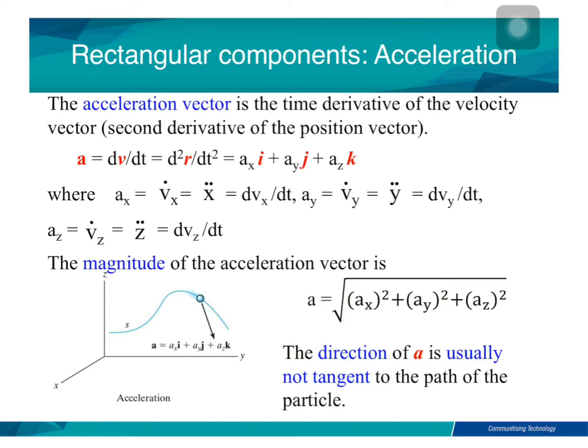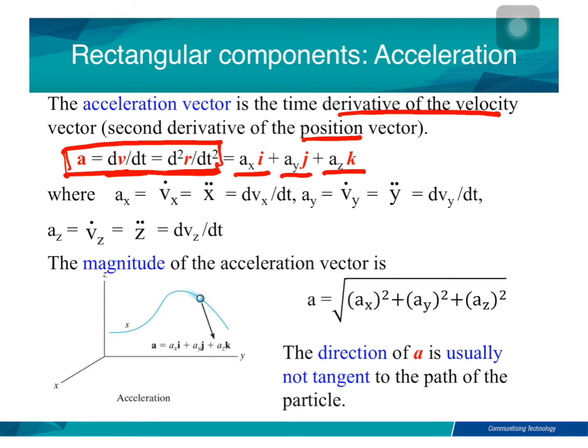Alright, next, the acceleration. The acceleration is the time derivative of the velocity, or the second derivative of the position. If we have established v, you can differentiate it, or you can take the double derivative of the position r. So now we have the acceleration in x, in y, and also in z.